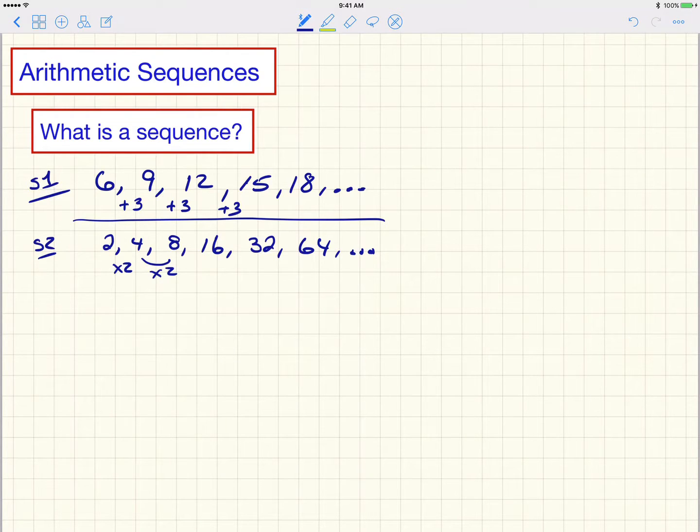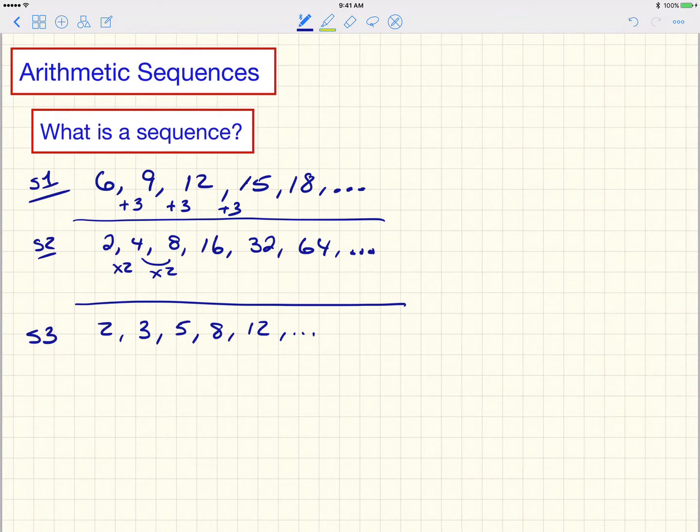Then there are other sequences that follow other rules. Let's call this one S3. In this one, let's say we start off with the value 2, the next value is 3, the next value is 5, the next value is 8, the next value is 12, and so on and so forth.